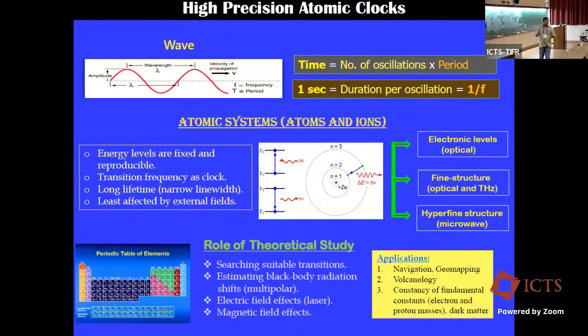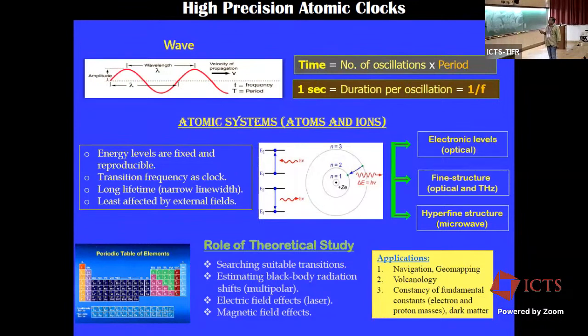This topic has already been discussed here by Professor Ridley. So now, what is this atomic clock, and how does it work? To explain that, let us try to understand the properties of a wave. These are the typical properties of a wave. Using these properties, if you want to define the time propagated by some wave, we can say that if you find the number of oscillations times the period of the wave, then you can say for how long the wave has propagated, that is the time.